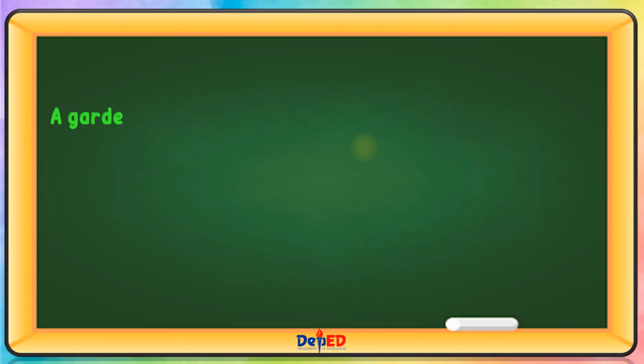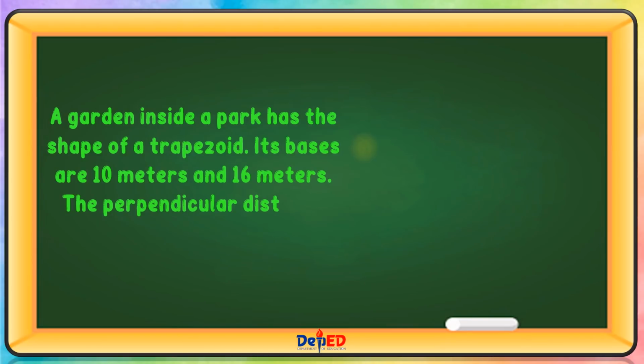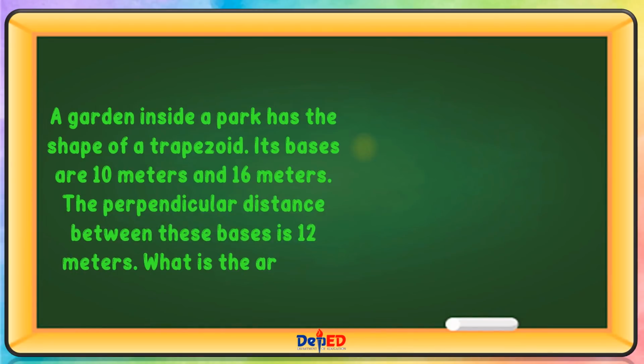A garden inside a park has the shape of a trapezoid. Its bases are 10 meters and 16 meters. The perpendicular distance between these bases is 12 meters. What is the area of the garden?